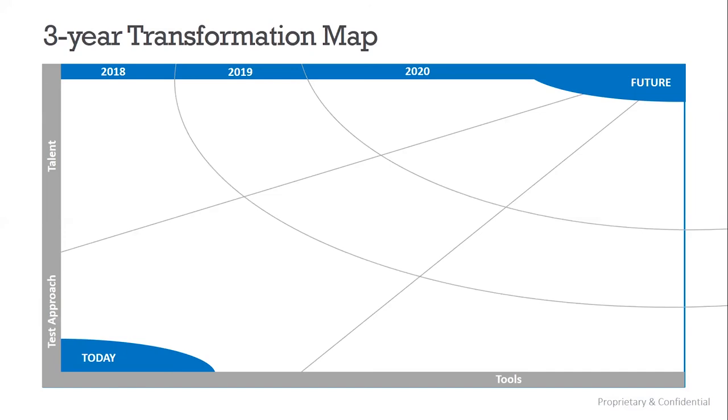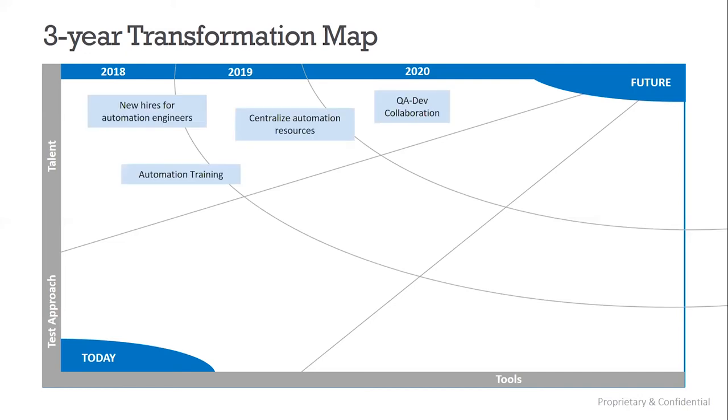The time frame at the top, this is a 3-year transformation map, but really the time frame at the top could be personalized for your organization on how you can change from your current state today to a future desired state. Here we've also divided it into talent, test approach, and tools, the 3 T's that we discussed for a successful transformation. And when you map those top initiatives, you could see how it can be mapped in priority from a current state to future state.